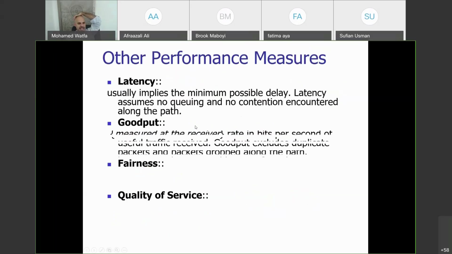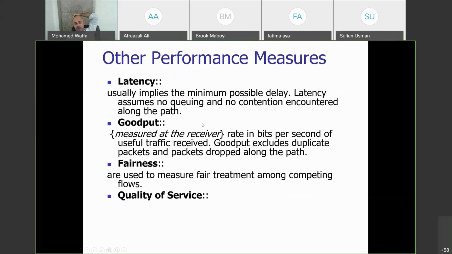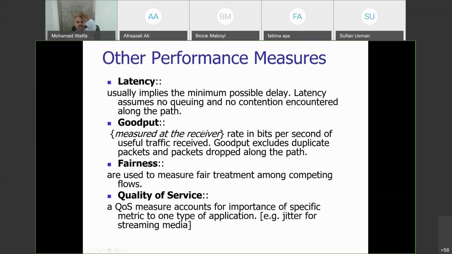The minimum possible delay is latency. The goodput is how much I could receive, so it's measured at the receiver, not how much you can send. The fairness is, again, as I said, load balancing and treating everybody fairly. And quality of service is usually used for multimedia, a metric to decide on the quality of our transmission. So these are things you could see. Remember them, you might come across them later on.